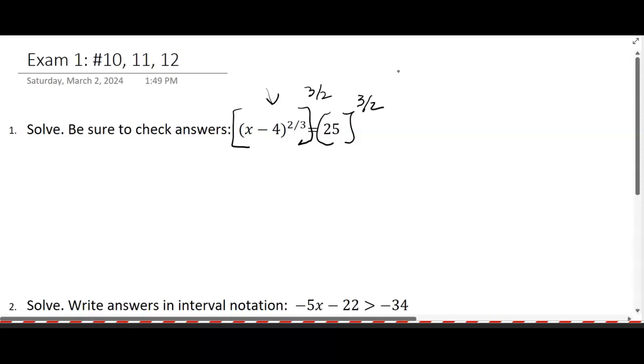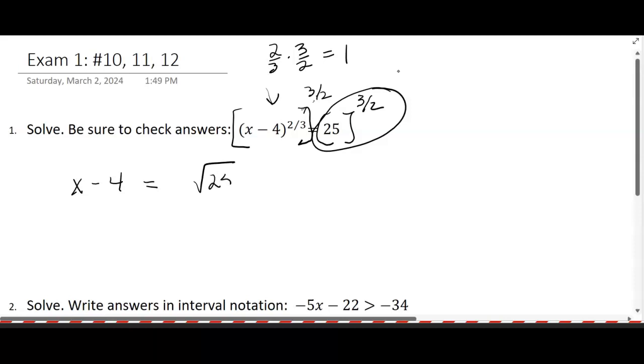Okay, on the left-hand side then, 2/3 times 3/2, that multiplication, that just equals 1. And so you have x minus 4 equals, and then what do you have over here? We talked about this the other day. Well, it's the square root of 25 cubed. Remember, the bottom number is the index for the radical, so it's a square root.